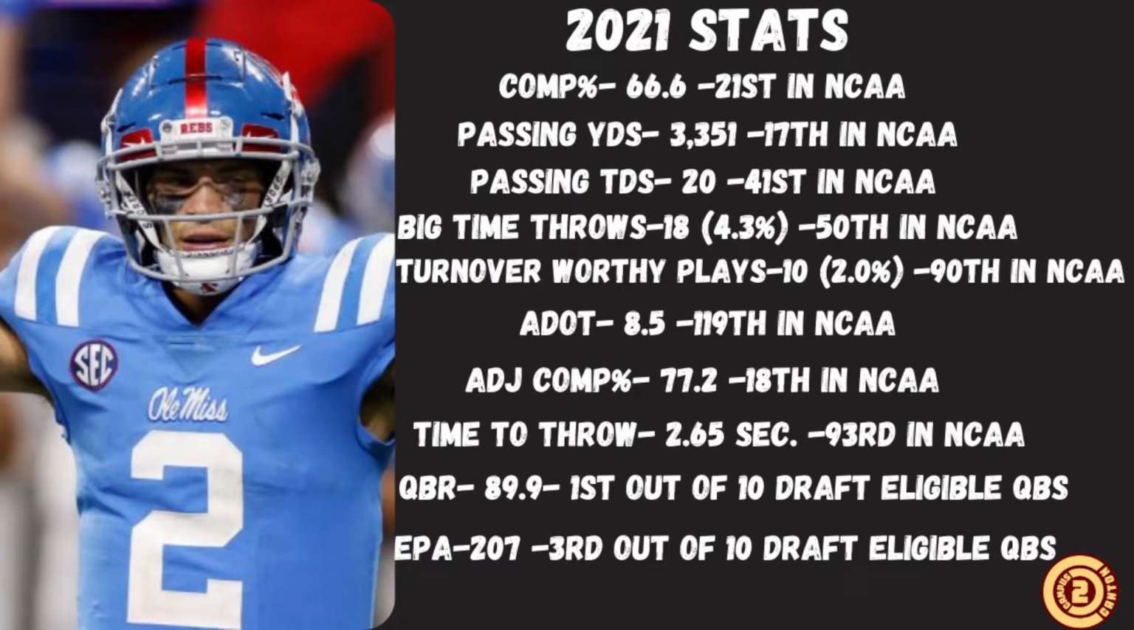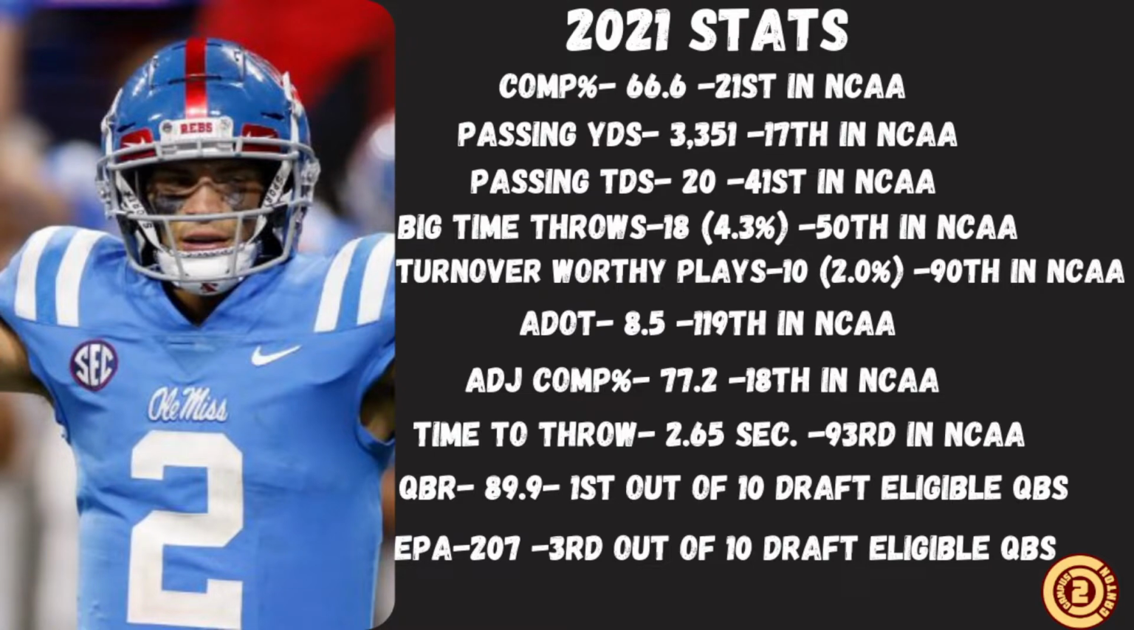Turnover worthy plays, 10 of the 36 here this year. 2.2% of his throws, 90th, which is obviously great. There's like 136 schools, so 90 is pretty darn good. The lower you are on that list, the better. A.dot 8.5, adjusted completion percentage 77.2, time to throw 2.65 seconds, and then again his QBR this year was 89.9, which was the first out of the 10 draftable quarterbacks, and his EPA was 207 just this year. Third out of the 10 quarterbacks in this class.